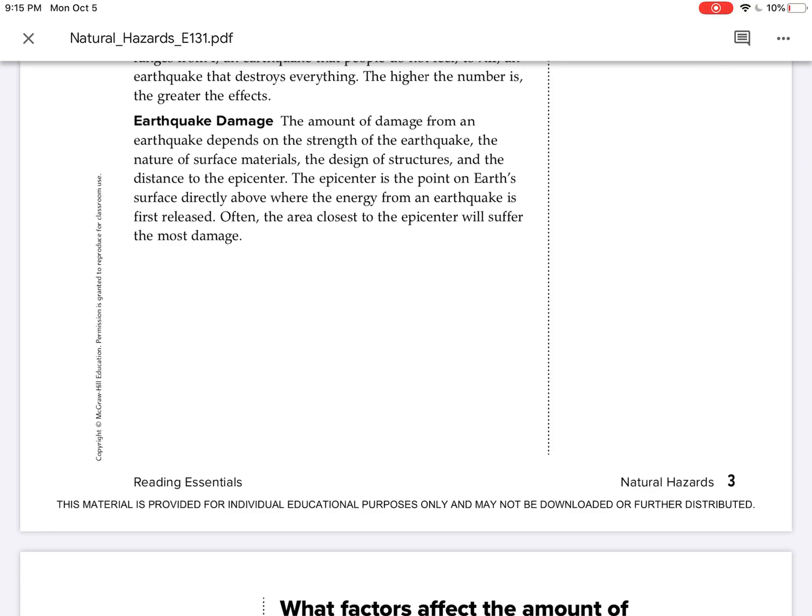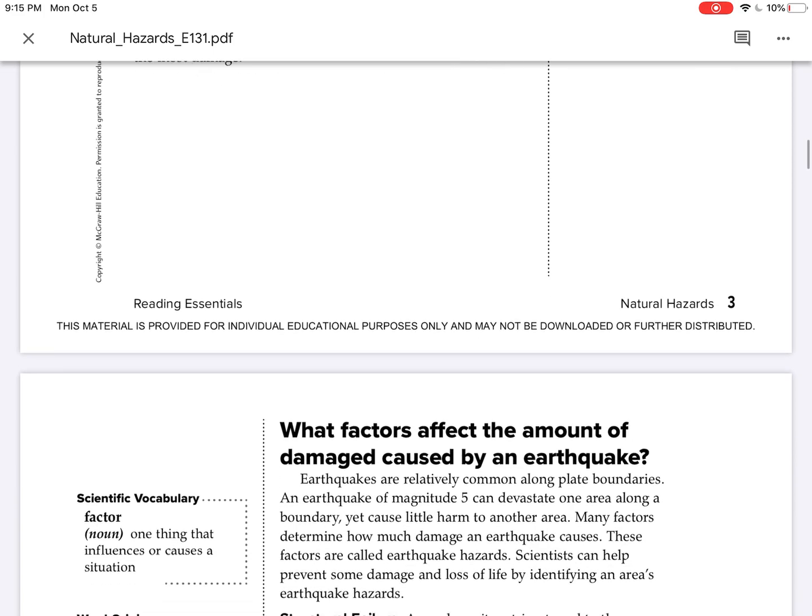Earthquake damage. The amount of damage from an earthquake depends on the strength of the earthquake, the nature of surface materials, the design of the structures, and the distance from the epicenter. The epicenter is the point on Earth's surface directly above where the energy from the earthquake is first released. Often the area closest to the epicenter will suffer the most damage.